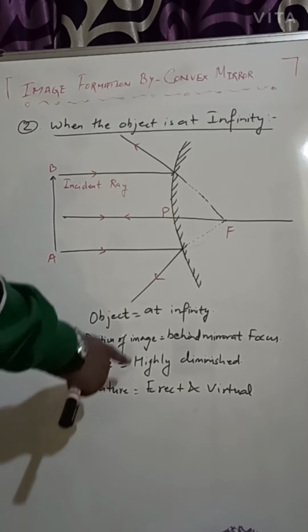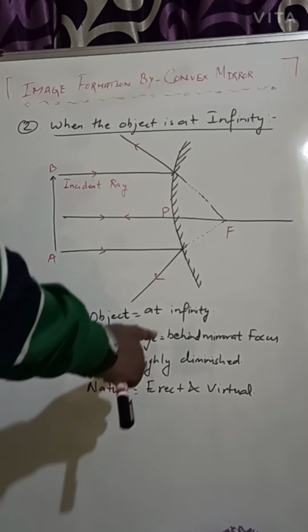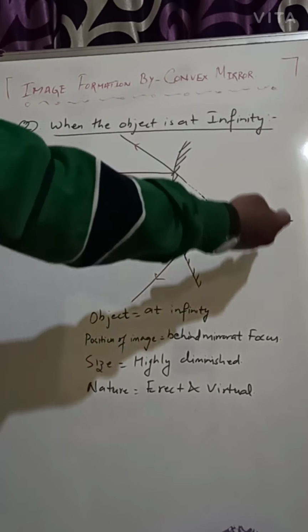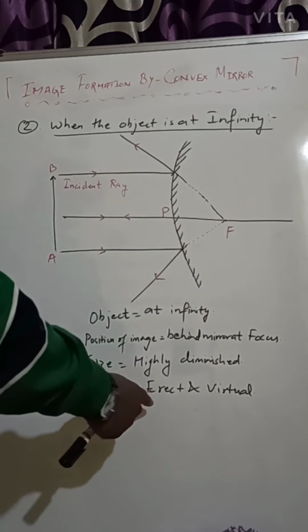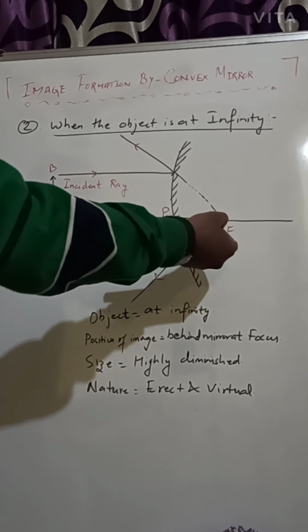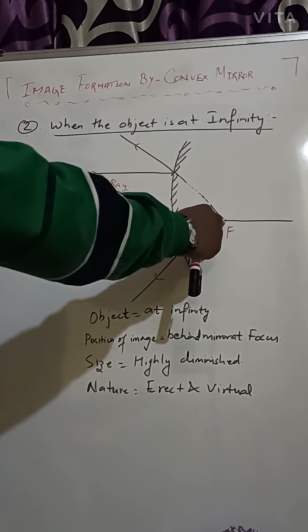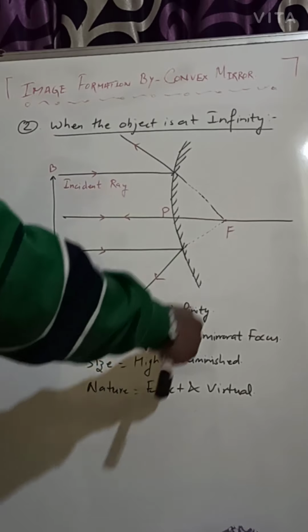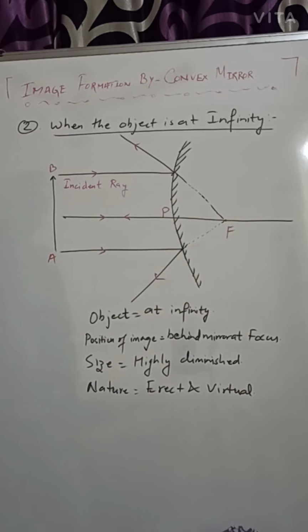And the nature, as you can predict now, is virtual because it is formed behind the mirror, and it is erect because although it is a point image, it is still above the principal axis. So it is erect and virtual. So these are the only two types of image formation in the case of a convex mirror. Okay, thank you.